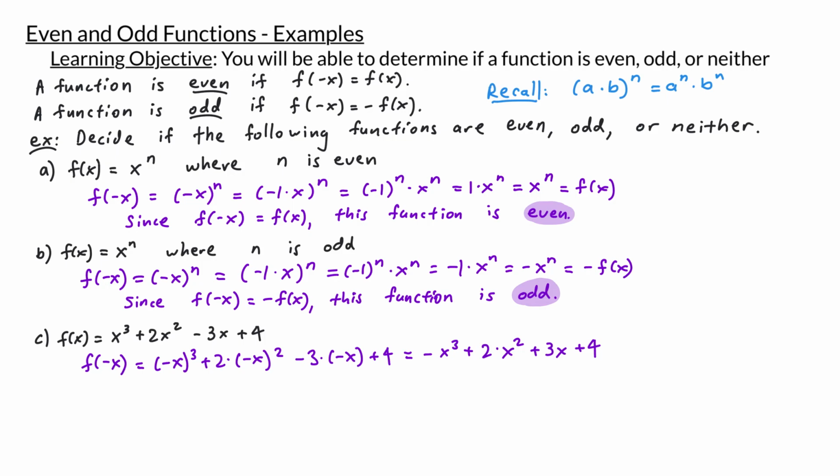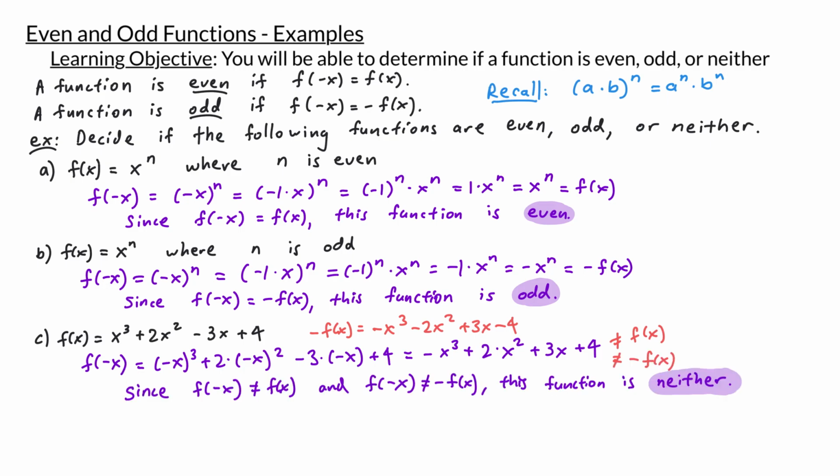And what we want to do is compare this to f of x or negative f of x. Well, f of x is x cubed plus 2x squared minus 3x plus 4, which is different than what we have here. If we think about what negative f of x would be, it would be negative x cubed minus 2x squared plus 3x minus 4. And that's also different than what we have here. So what we have here is not equal to f of x, and it's also not equal to negative f of x. So for those reasons, we can conclude that our function here is neither even nor odd.